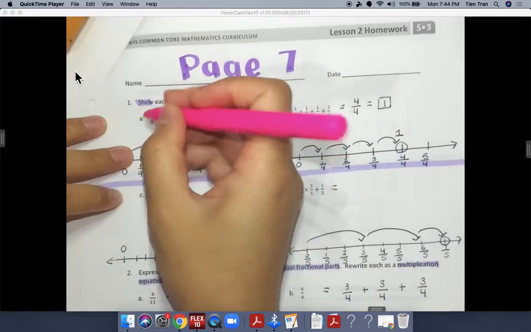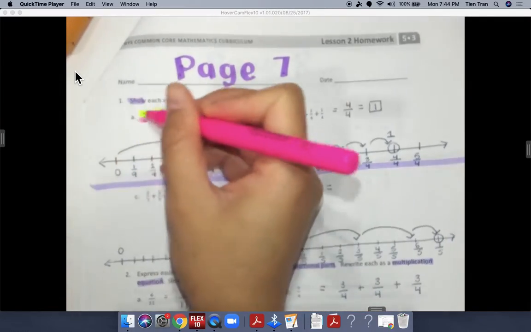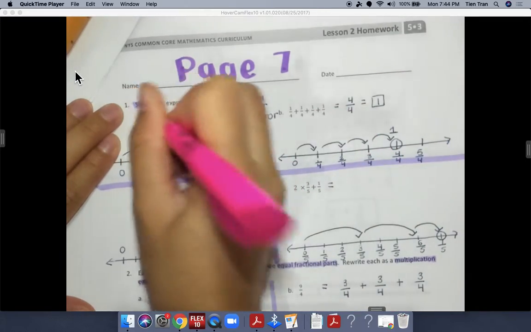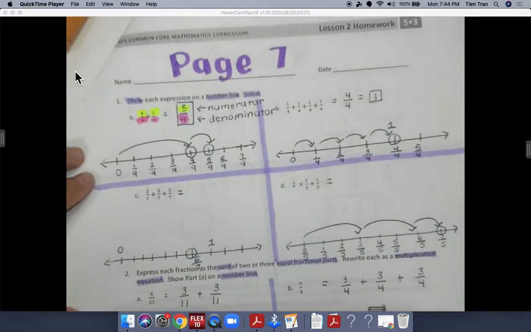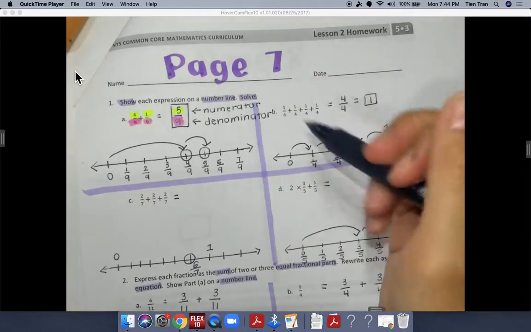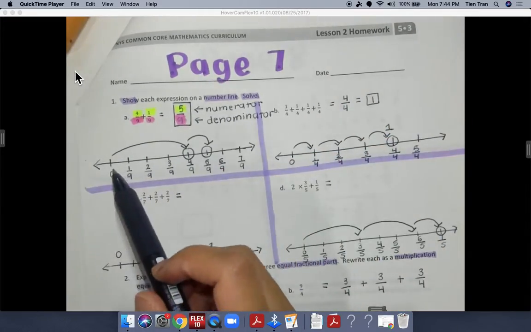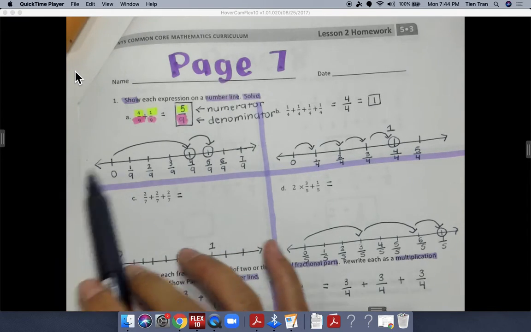The number on top does change. 4 plus 1 is equal to 5. So that number changes. So that's what you see here. Now they want you to put it onto a number line so that you can see it visually, how it looks like. So right here, I marked my number line.